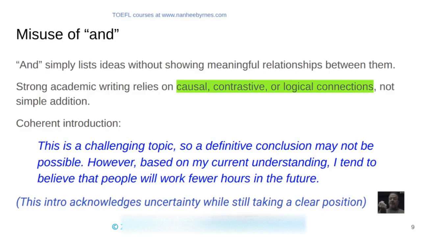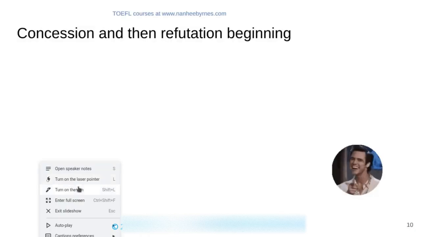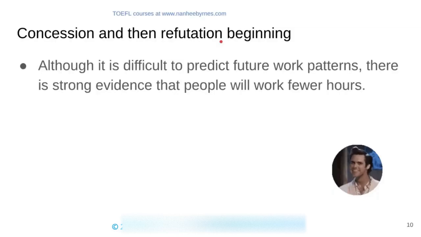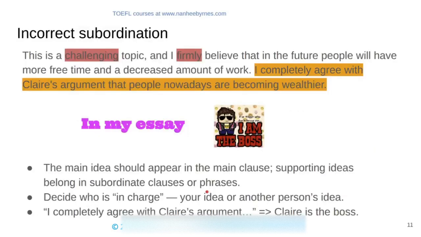Below are a few additional ways to begin an essay using concession and refutation, which are especially effective for high-scoring TOEFL responses. Although it is difficult to predict future work patterns, there is strong evidence that people will work fewer hours. While some argue that work hours may increase, I personally believe the opposite, that people will work less. These openings clearly answer the professor's question while maintaining logical consistency and academic tone.